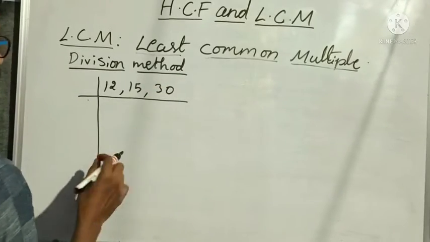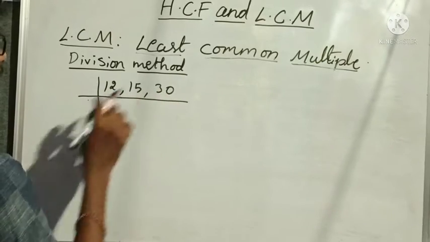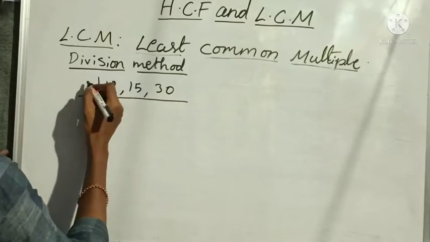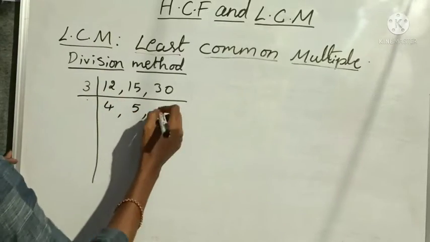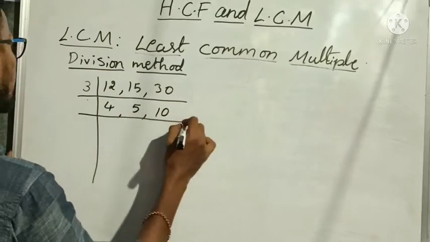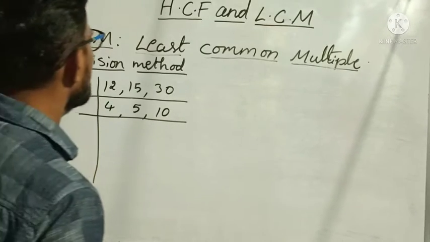Next let us see the 3 table. 3 4s 12, 3 5s 15 and 3 10s 30. All three numbers are divisible, so we can start with 3 here. So 3 4s 12, 3 5s 15 and 3 10s 30. Okay. Now our first step is completed.